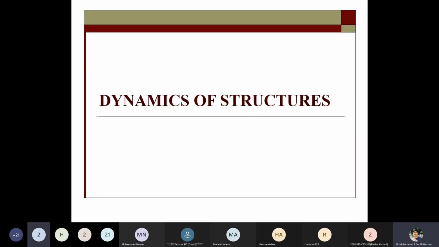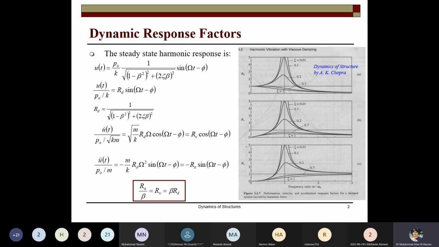चलिए मैं इस पे करता हूँ. So I was talking about the dynamic magnification factor. अब उससे ना तीन हम डिफरेंट चीजें बना सकते हैं.